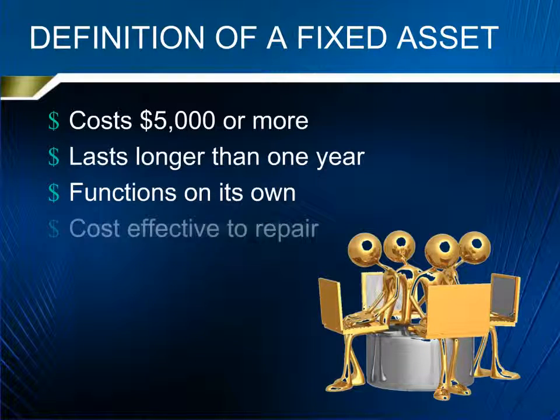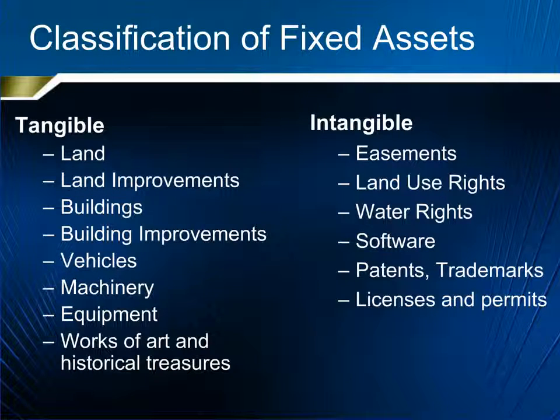The last criteria involves the feasibility of repairing or replacing it when it breaks. For example, when the heating element goes out on a clothes dryer, it is more economical to call a repairman to replace the broken parts than to purchase a new dryer. Fixed assets include tangible and intangible assets. Some examples of tangible assets are land, buildings, vehicles, and equipment. Intangible assets include items such as software and licenses.